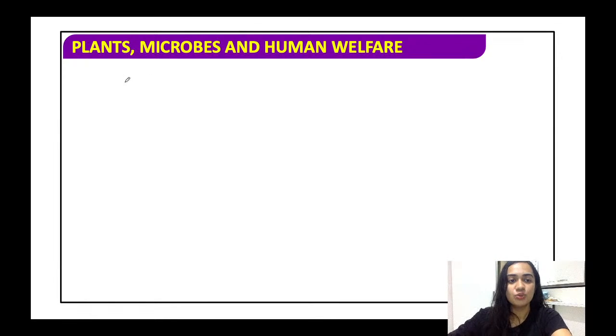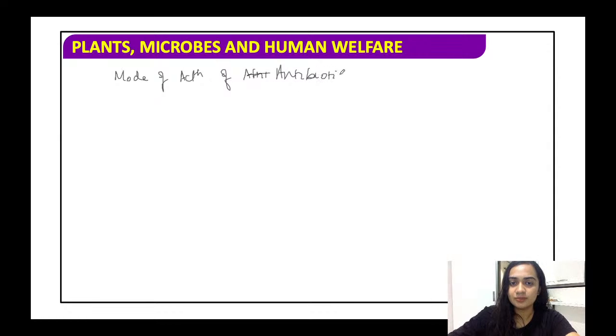Before that, what do you think, how is the mode of action? Okay, mode of action of these antibiotics. So, by mode of action, I mean how these antibiotics are effective towards controlling or killing the pathogens or the microbes that are harmful to us.